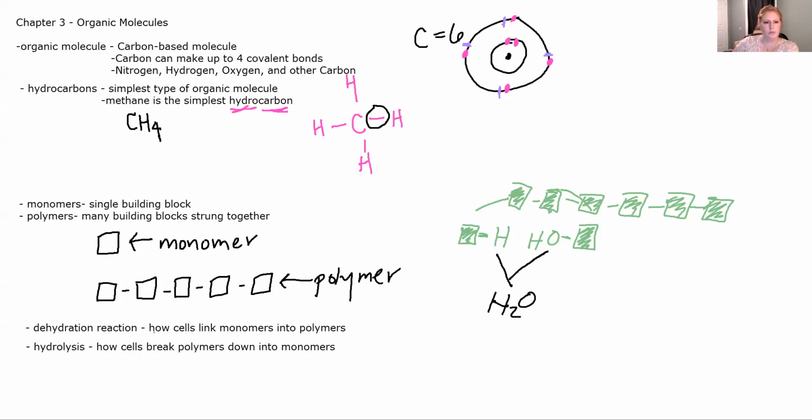Okay, so let me come over here. Again, here's our polymer. We want to break this down. Maybe this is part of a digestive process, our body's digesting food. So in order to break this down, we've got to take this water molecule up here, and we're going to use it to disrupt the bonds between the monomers in this chain. So we're going to put water back in.